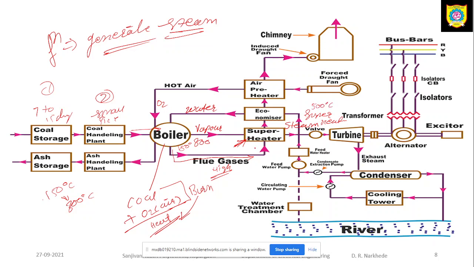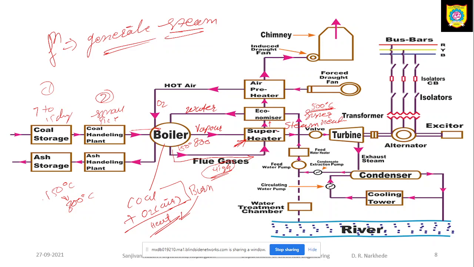And how will it reach that? Because of these flue gases. The heat of the flue gases is extracted in the superheater, and the temperature of that steam is increased up to 500 degrees centigrade. Then again, these gases still have some temperature, so we pass them through the economizer. Now what is this economizer?